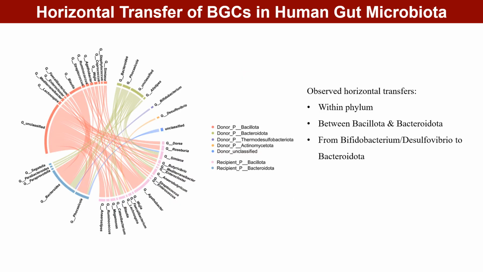To further investigate potential patterns of BGC horizontal transfer and understand the trends and direction of transfer, we conducted analysis targeting receptors and potential donors of horizontally transferred BGCs. In addition to transfers occurring within the same phylum, we observed instances of potential horizontal transfer between Bacillota and Bacteroidota, as well as transfers from Bifidobacterium and Desulfovibrio to Bacteroidota.